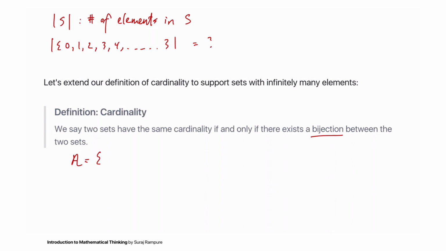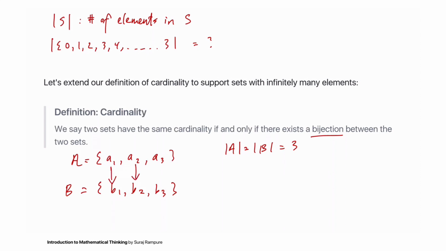So let's suppose A is the set A1, A2, and A3, and B is the set B1, B2, and B3. Do they have the same cardinality? Yeah. The size of A is equal to the size of B, both of which are 3. Is there a bijection between the two sets? Yeah. Well, we can just say that the first element in A maps to the first element in B, the second element in A maps to the second element in B, and the third element in A maps to the third element in B. So it's pretty clear that if two sets have only finitely many elements, it is easy to construct a bijection between them. But we will now extend that to sets of infinite size.